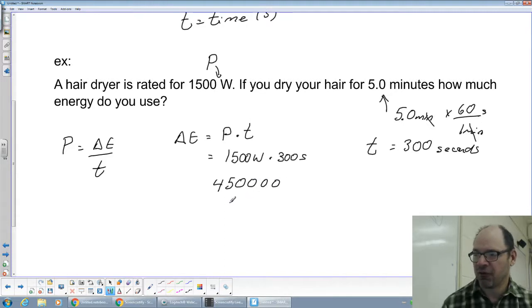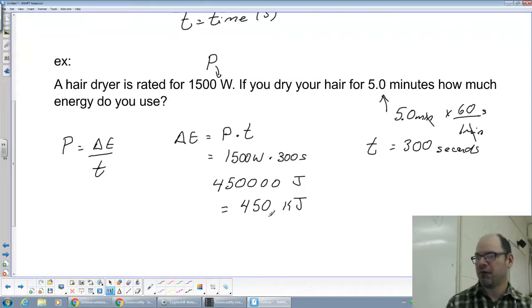That is a heck of a lot of joules, which equals, if we write it in kilojoules, it's divided by 1,000, it's 450 kilojoules. So 450,000 joules of energy just for drying your hair.